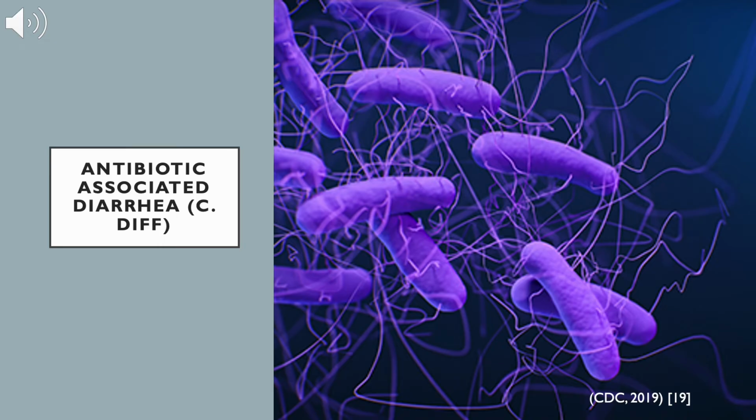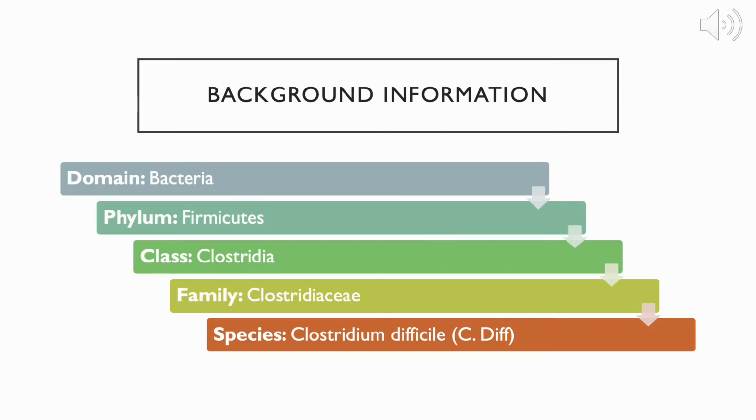Moving forward, we will begin to discuss antibiotic-associated diarrhea, or C. diff. A little bit of background information on C. diff. It belongs to the bacteria domain. The phylum is the Firmicutes. The class is the Clostridia. The family is the Clostridiaceae, and the species of C. diff is Clostridium difficile.